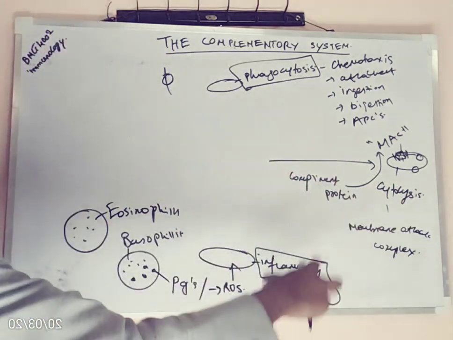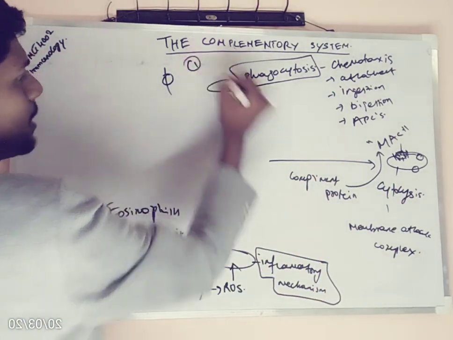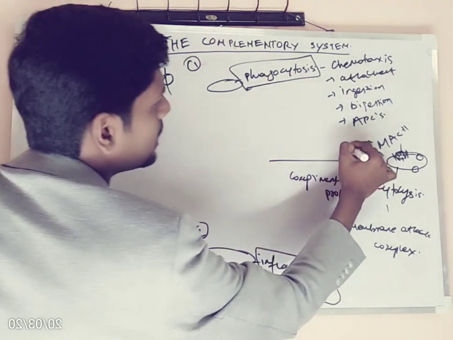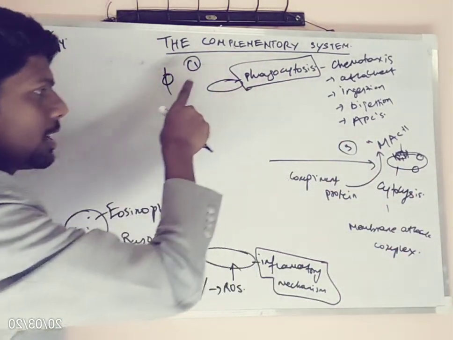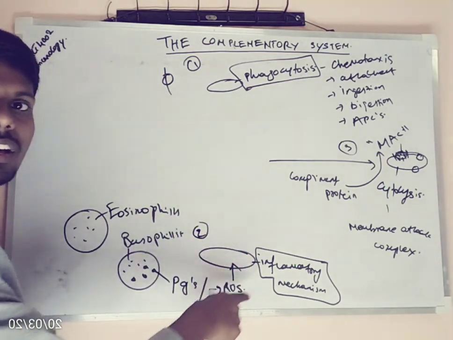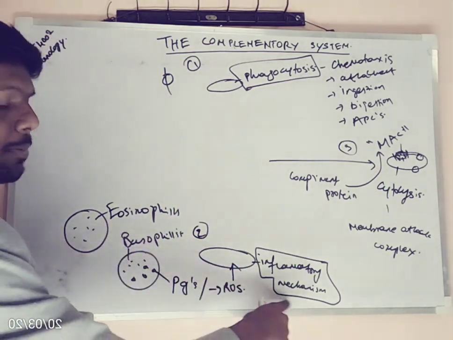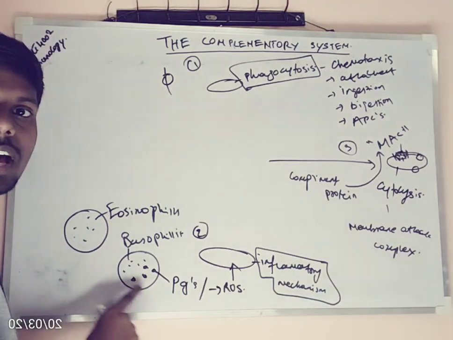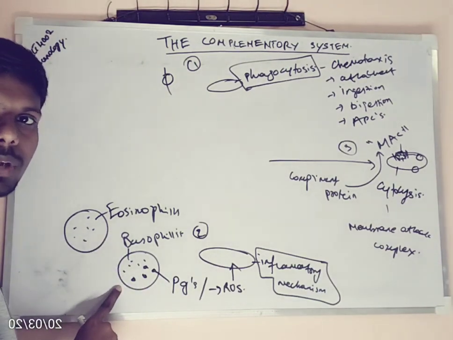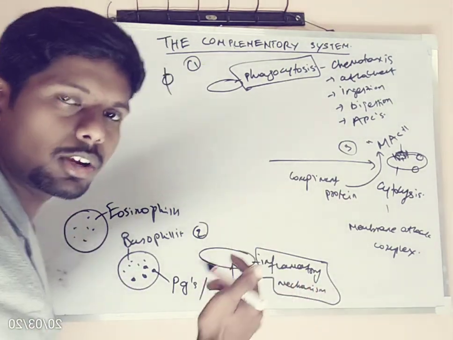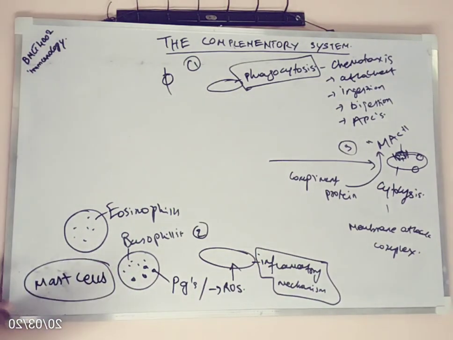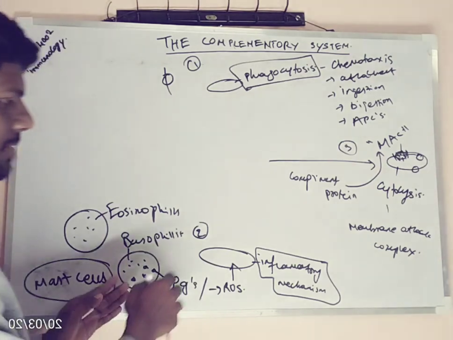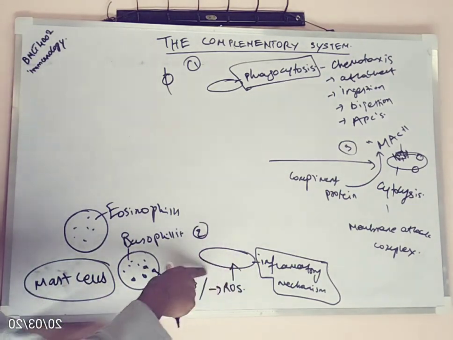So these are the three mechanisms by which our body kills a pathogen. 1, 2, 3. Either the body kills the pathogen by phagocytosis, or the body will kill the pathogen by activating the inflammatory response, by activating granulocytes, either eosinophils or basophils. We have many other granulocytes such as mast cells, okay? All these cells will trigger an inflammatory response and they will kill the pathogen.